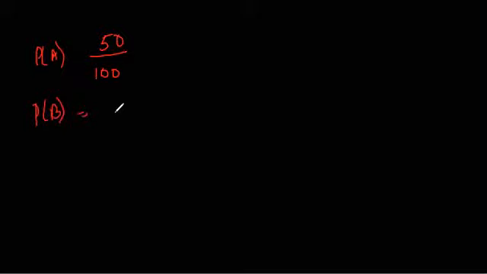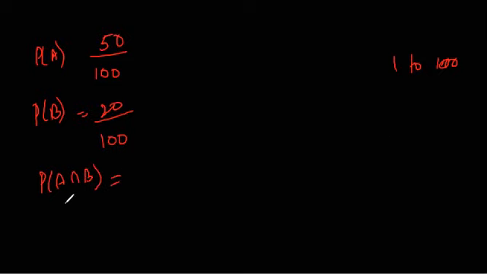Numbers divisible by 5: how many numbers will be divisible by 5 from 1 to 100? There will be a total of 20 numbers. So 20 by 100. And what about P of A intersection B? P of A intersection B is numbers which are divisible by both 2 and 5, that means they should be divisible by basically 10. So how many numbers are divisible by 10 from 1 to 100? There are obviously only 10 numbers, 10 by 100.